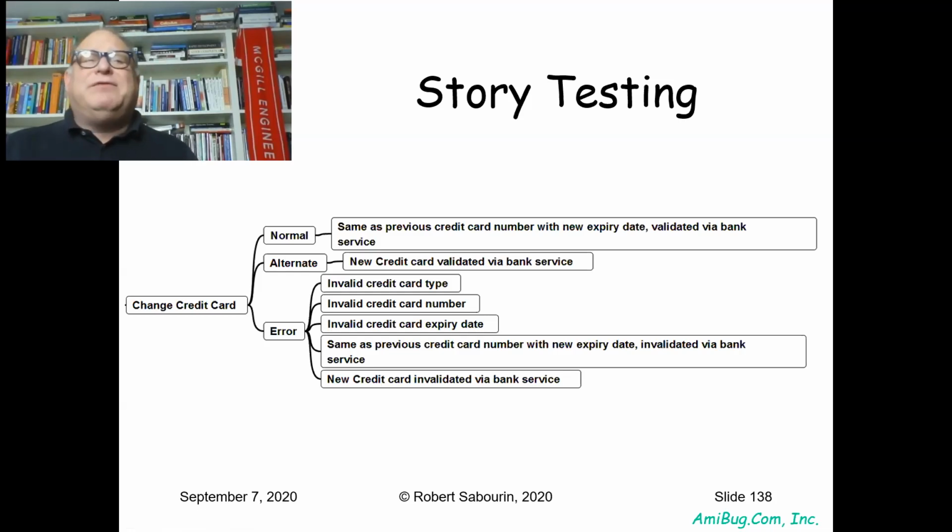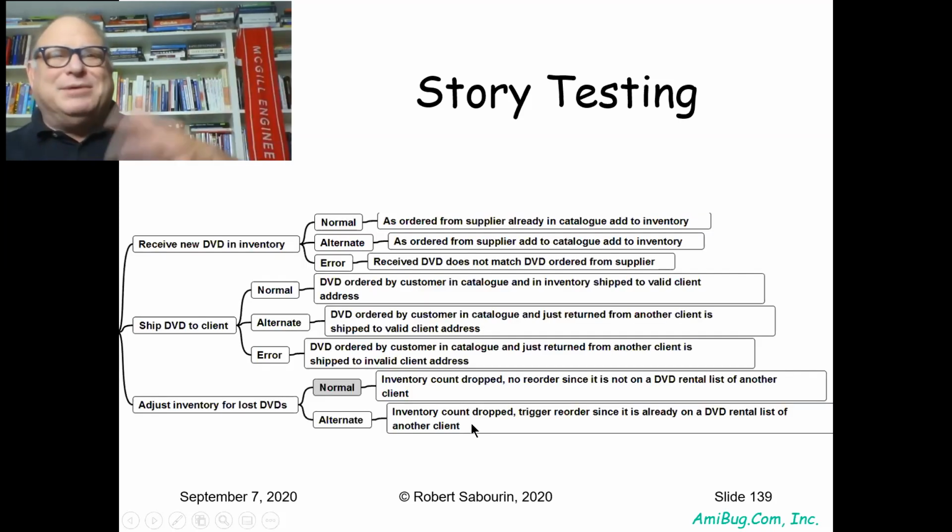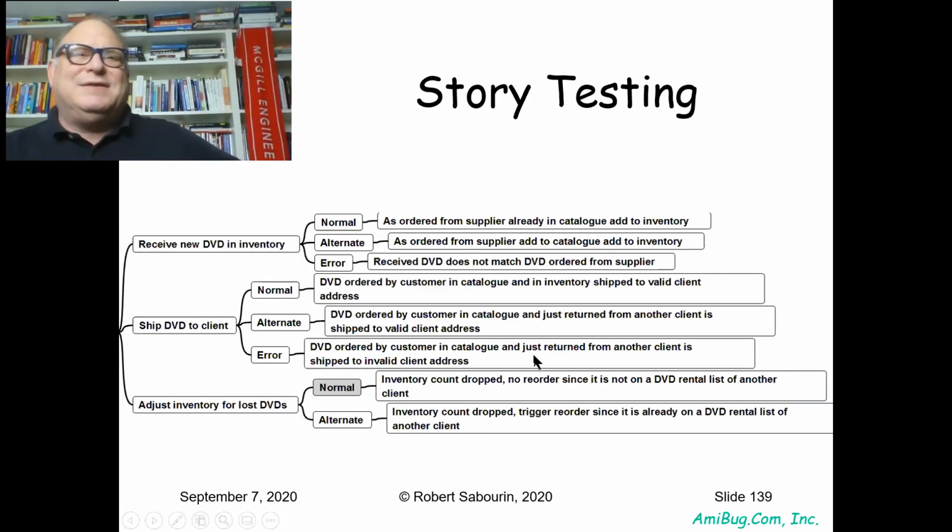What do we do if the credit card has some sort of problem with it when they try to change credit card? An interesting thing, but you might have to go through that analysis once and then you can reuse it many, many times, or there may be some company standards that you can apply. So error flow might just be apply company business rules to that case.